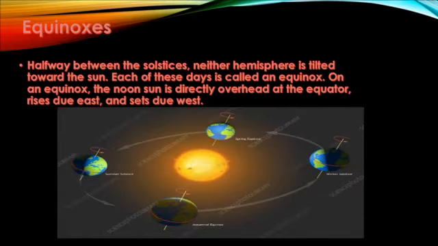Look at the picture very carefully. You can see from here the summer solstice, winter solstice, and also the spring equinox and autumnal equinox. The spring equinox occurs around March 21st and marks the beginning of spring in the northern hemisphere. The fall or autumnal equinox occurs around September 22. It marks the beginning of fall in the northern hemisphere.